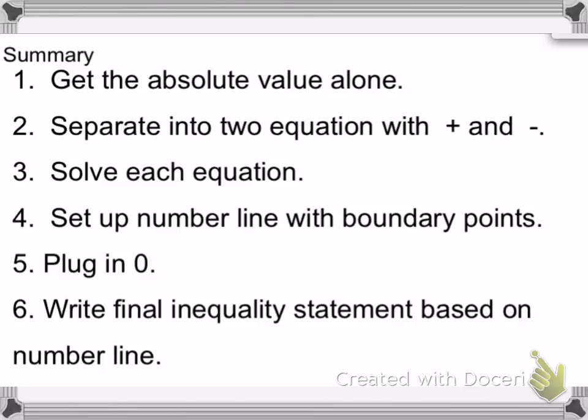Once it's alone, you're going to write 2 equations, okay, where you keep the inside of your absolute value how it was, and you have 1 positive answer and 1 negative answer. Okay? You solve each one of those 2 equations, and you're going to get your 2 boundary points probably. Every once in a while you might get 1 or no boundary points. Okay, but we solve each equation to get our 2 boundary points.